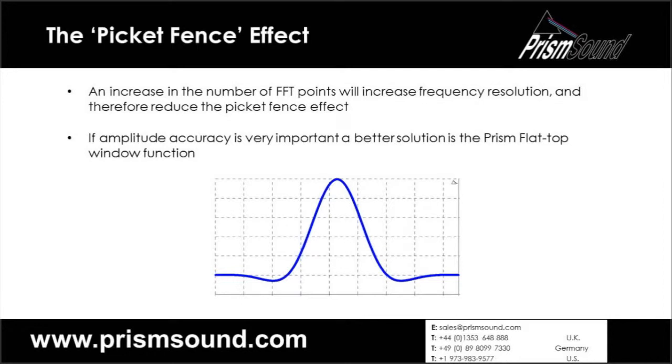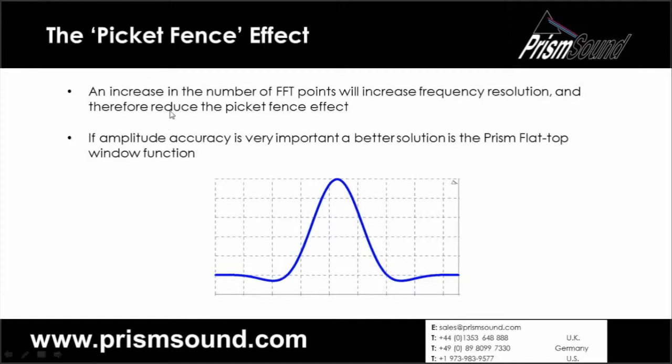Firstly, we could increase the number of FFT points. What that will do is increase our frequency resolution. Although it doesn't actually reduce the picket fence effect itself, it reduces the chance of it occurring, as there are more bin-centered frequencies and you've got more chance of being closer to one. But a better way to reduce the picket fence effect is to use a flat top window function, which we'll have a look at now.